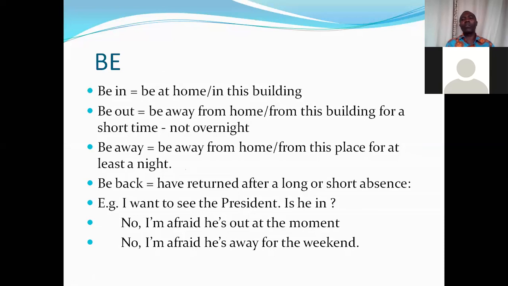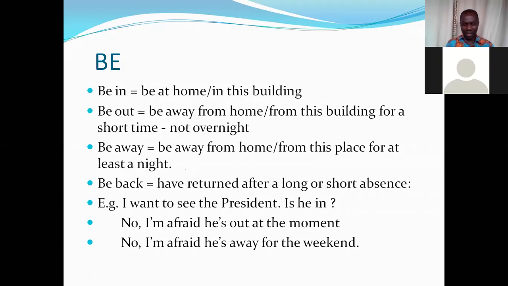Be away means to be away from home, from this place, for at least a night. Be back means to have returned after a long or short absence. I want to see the person. Is he in? No, I'm afraid he's out at the moment. No, I am afraid he's away for the weekend. See, the person is not around. Be around means to be present for some time.